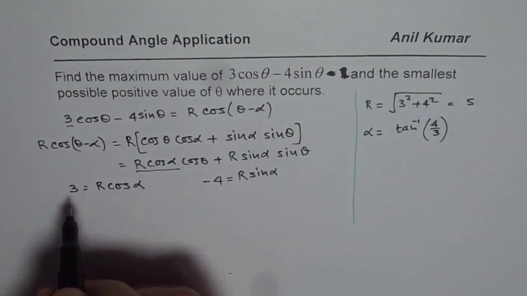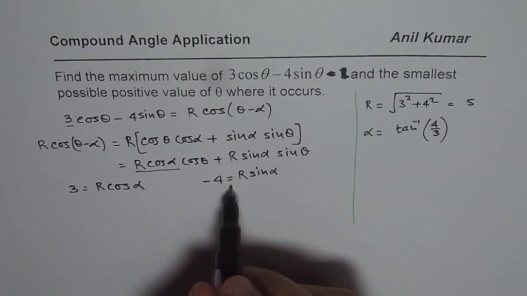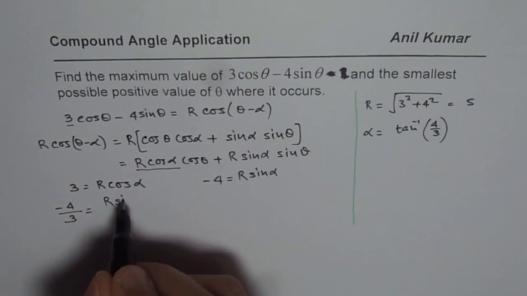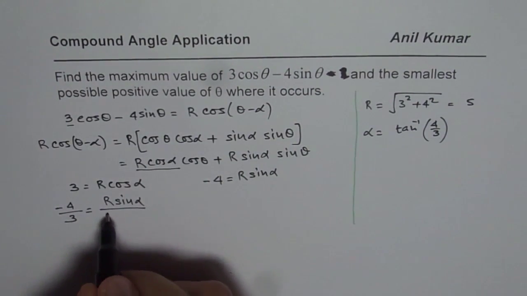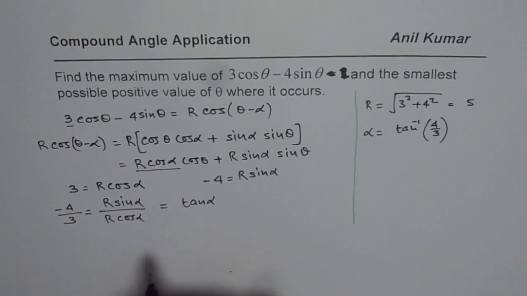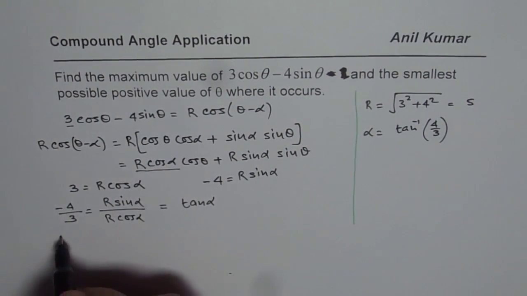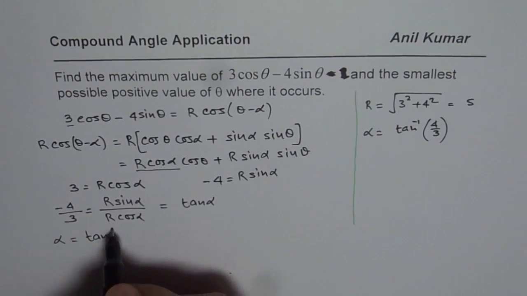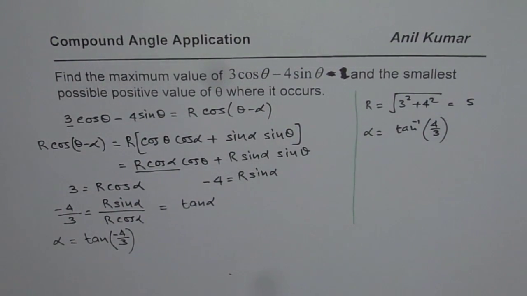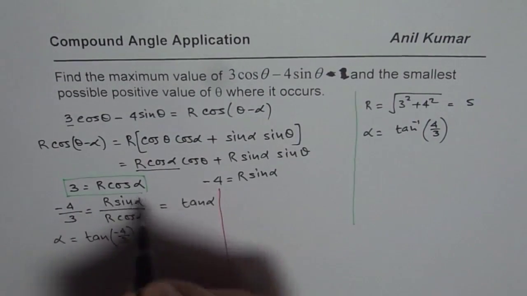Now, if I divide one equation by the other, that is minus 4 over 3, it is r sine alpha divided by r cos alpha, which gives tan alpha. So from here we can find alpha: alpha equals tan inverse of minus 4 over 3. We'll use the calculator later to find this angle. On the other hand, we can add and subtract these two terms. These are the two equations we are working with now.